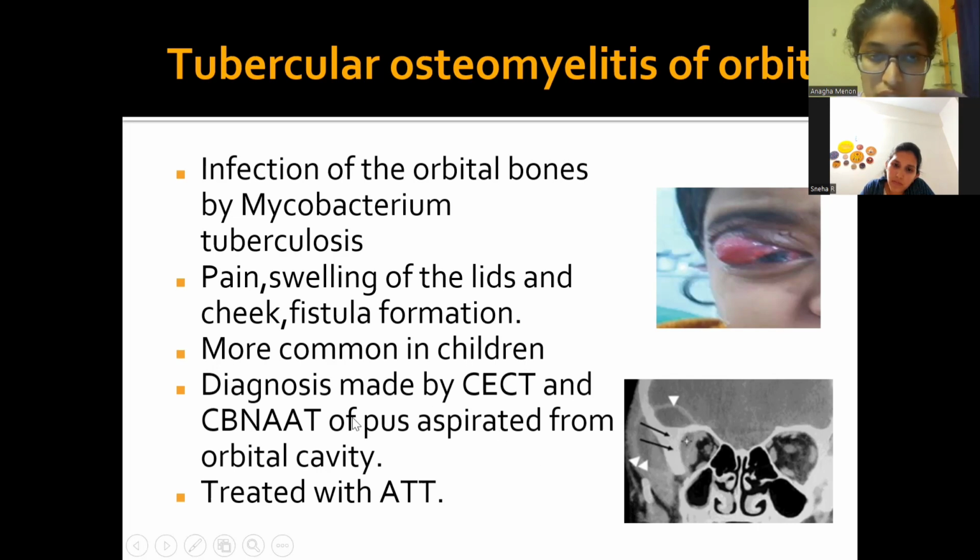And you can do the CB NAT of the pus aspirated from the orbital cavity. This nucleic acid amplification test, you can do that and you can get your fast diagnosis, because we don't know. The child complains with a painful swelling of the orbit. We will always be thinking about bacterial causes in children, right? So we always have to send the pus for gram stain and CB NAT as well.